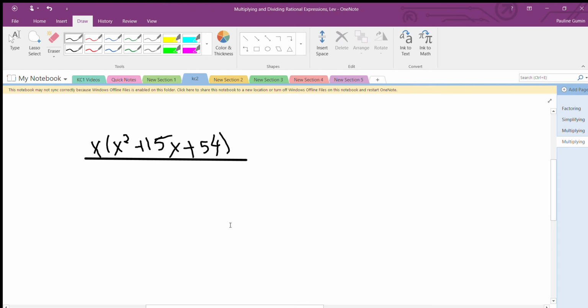And let's factor that trinomial even further. Two numbers that multiply to 54 and add up to 15 are 6 and 9.